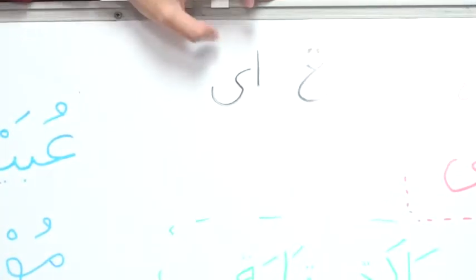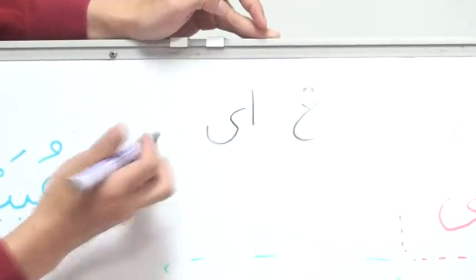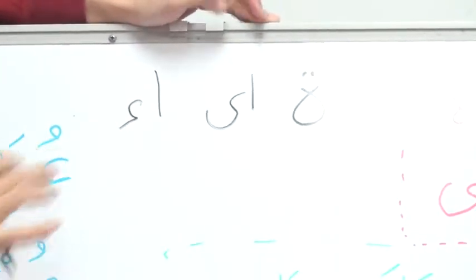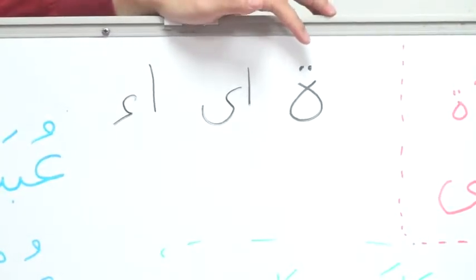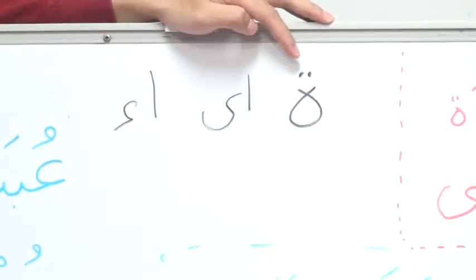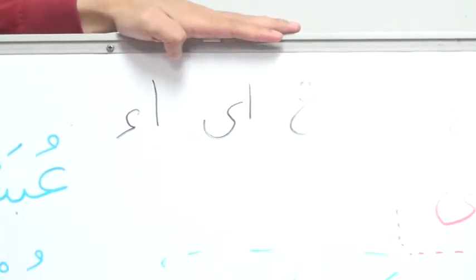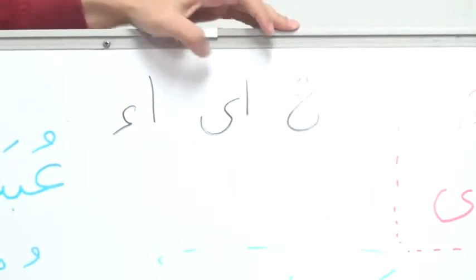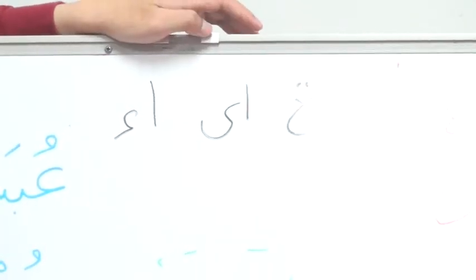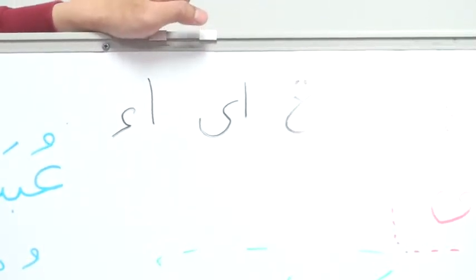Alif maksura. And this one, alif mamduda. When we find some words that end with one of these three ending letters, ta marbuta, alif maqsura, or alif mamduda, then that word is feminine.